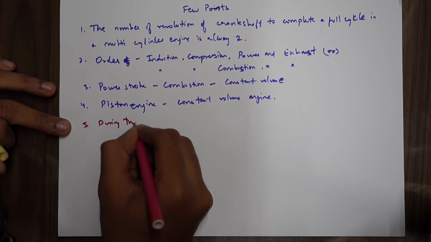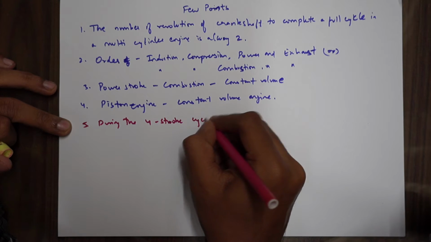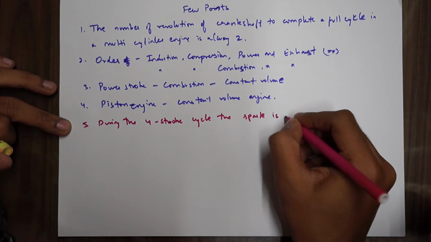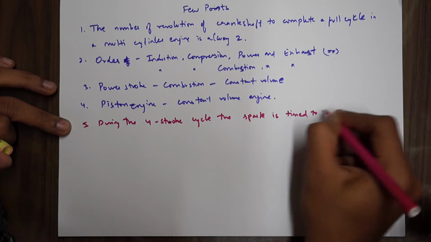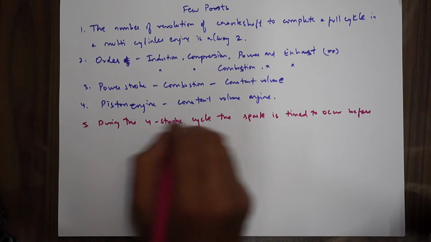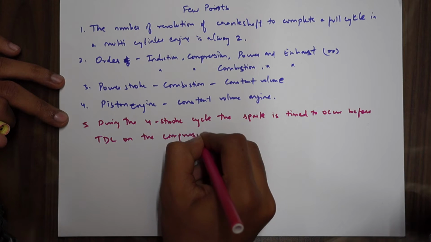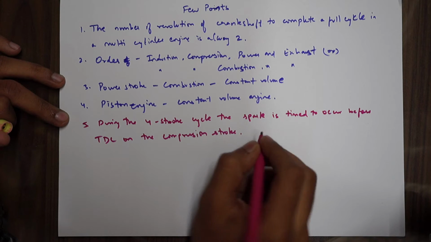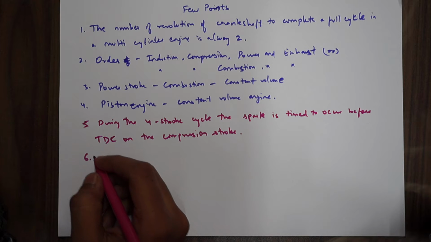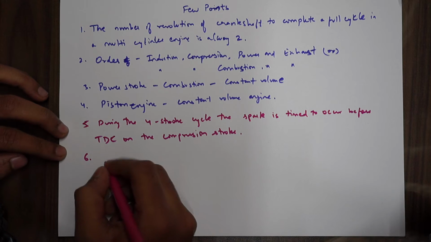Okay, during the 4-stroke cycle, the spark is timed to occur before TDC on the compression stroke. I had also drawn the diagram, if you remember, the practical and the theoretical, so just go through that as well. Now these 2 points I'm going to mention are very critical and important.